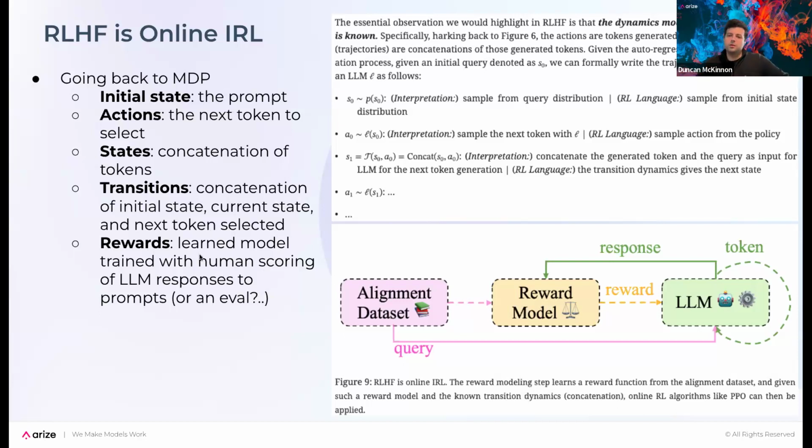slide how the model learns from human scoring. But it seems like you could also do the same thing with an eval, like another model that's judging the responses. So you could write an eval to say, I want a response that looks like this, and use that to develop a reward model instead.